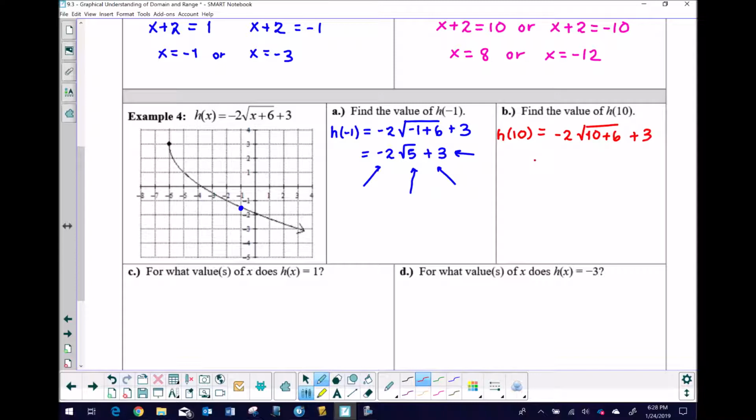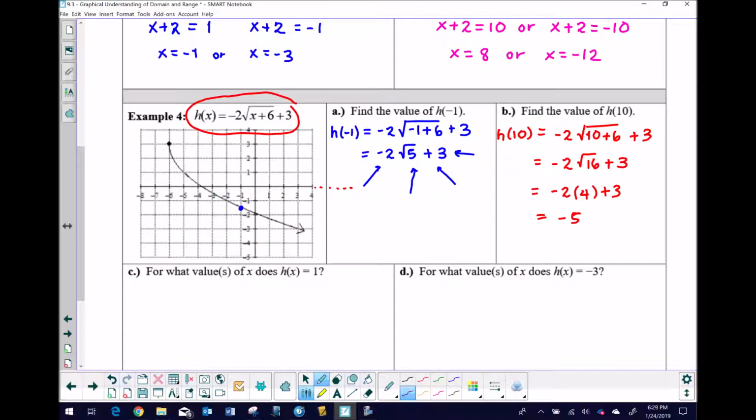Now the difference between these two answers is that this one's going to be a little prettier. The square root of 16, a perfect square, of course, is 4. So we would end up with negative 8 plus 3, which gives us negative 5. Now, unfortunately, we're not going to be able to verify that because we don't go out far enough to get to 10. Much the same way, I could throw this into the graphing calculator and show you that we would indeed get that particular result.